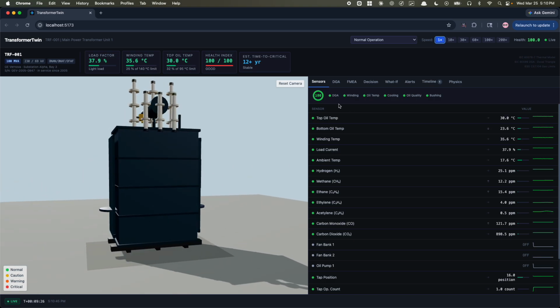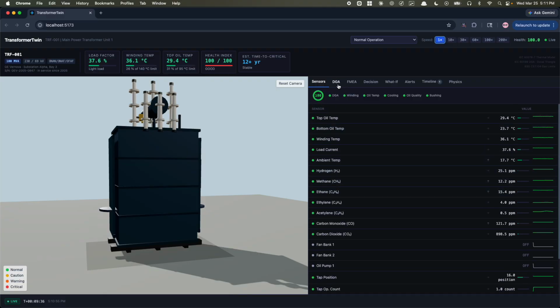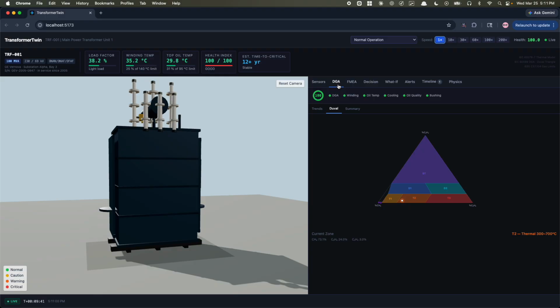At any point, we're observing the sensors and seeing the current state of the oil temperature, some gases, the fan state, and we also have DGA, which is the dissolved gas analysis. It is an early warning system. When faults develop inside transformers, it generates specific gases that dissolve into the oil. We have the Duval triangle, which is a standard method for classifying what type of fault is active.